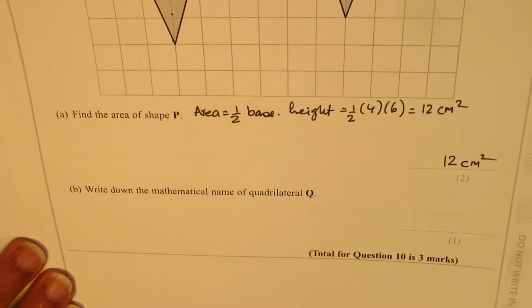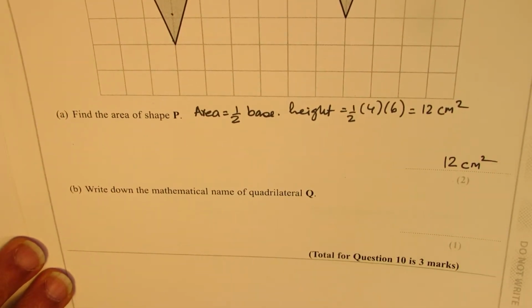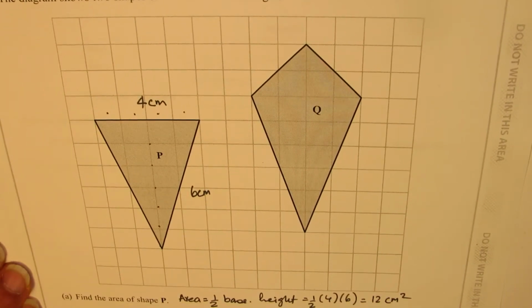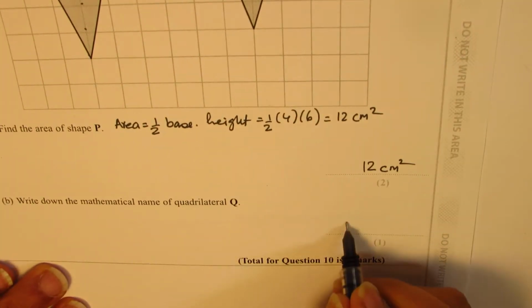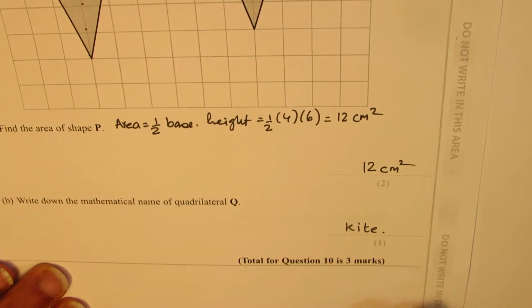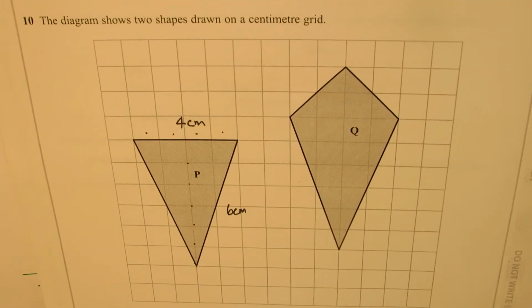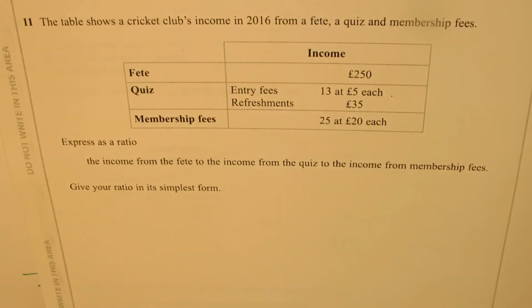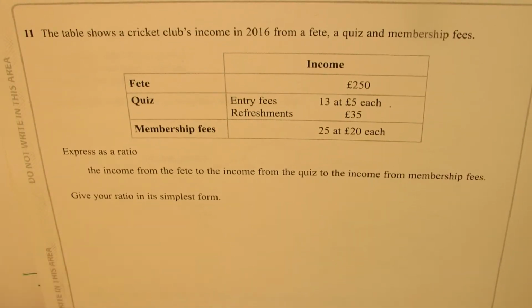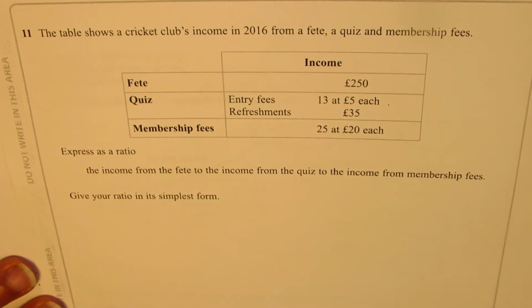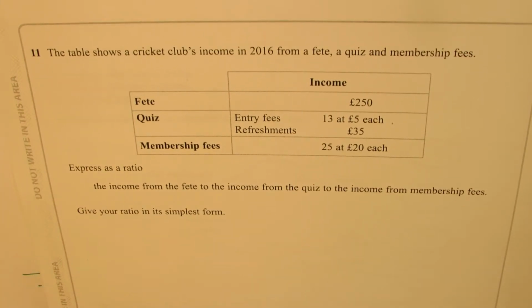Part B is write down the mathematical name for the quadrilateral Q. Now this is a kite, correct? So the name is kite. Okay. Let's move on and take the next question, which is question number 11. Now this question is 3 marks. I would like you to pause the video, answer the question, and then look into my suggestions.